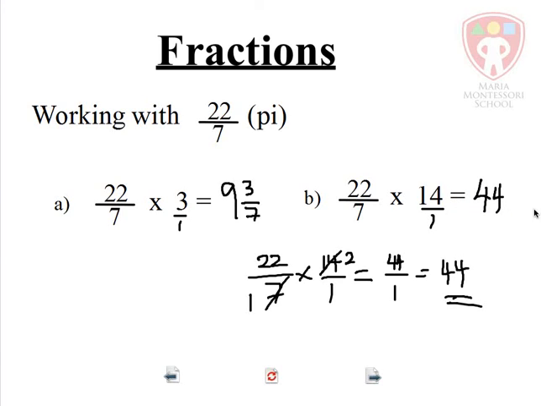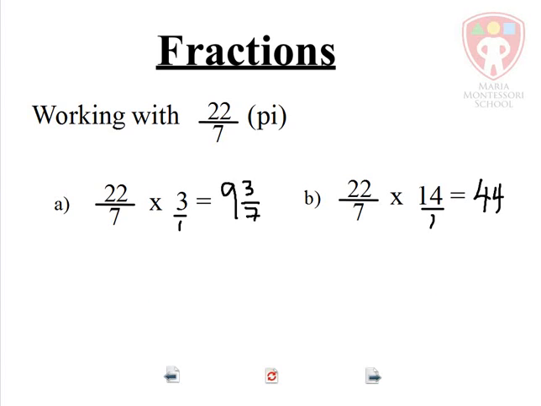Okay, so as I said, we're warming up because we're going to do a lot of work with 22 over 7 because that is how we represent pi.